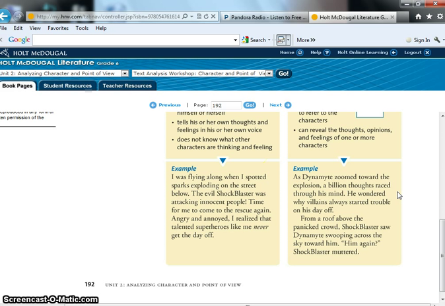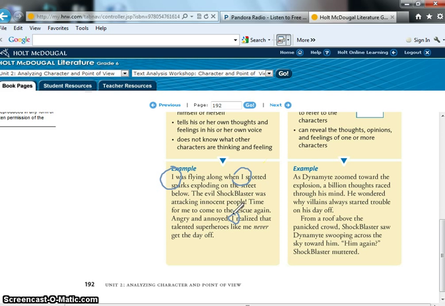So let's go through and take a look and see what the difference is between the first person point of view and the third person point of view. Like I said earlier, in first person point of view, it's a character in the story who's telling the story. And I had circled these pronouns right here to let us know that it's first person point of view.